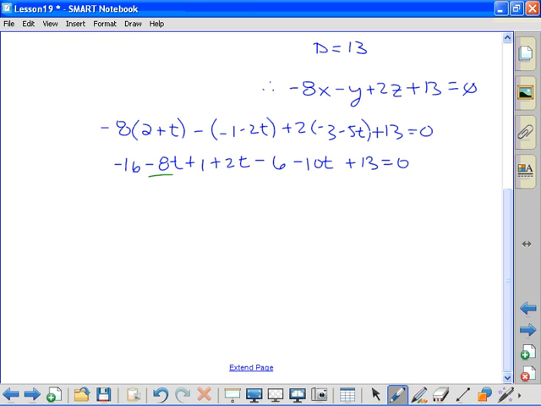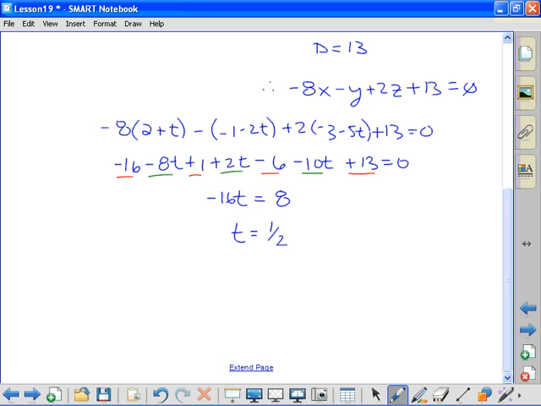So my t terms are negative 8, negative 6, negative 16t. And my numbers, negative 16, plus 1, minus 6, plus 13, that's going to make me negative 8. Move it to the other side, becomes positive. So my t value is 1/2.